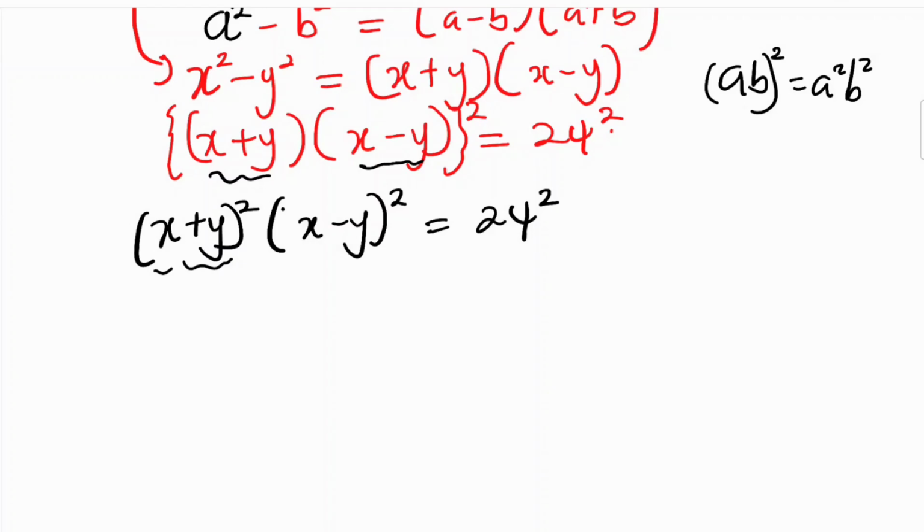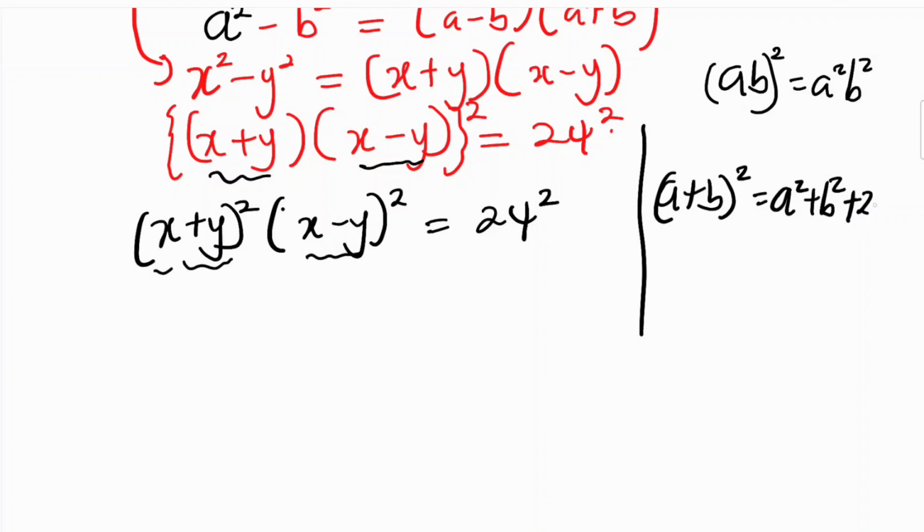Also, x plus y squared and x minus y squared have a special identity. That identity says that when you have a plus b all squared, that is the same thing as a squared plus b squared plus 2ab. And for the second one, a minus b all squared is the same thing as a squared plus b squared minus 2ab. That's an identity, so we are going to apply it in this particular term.